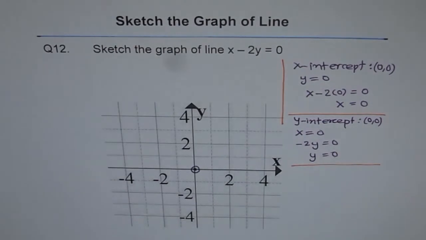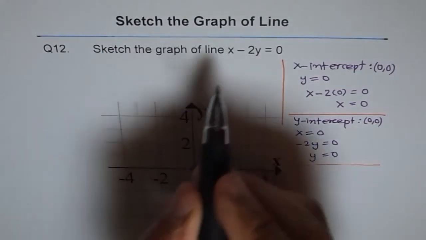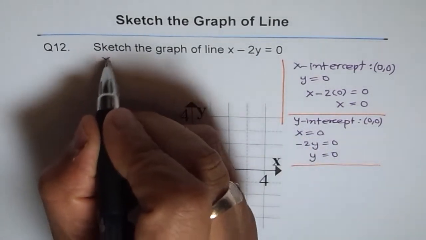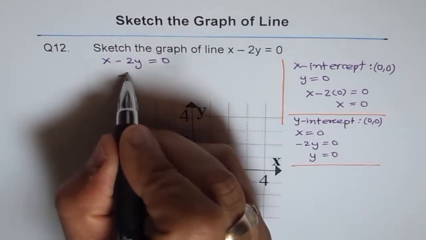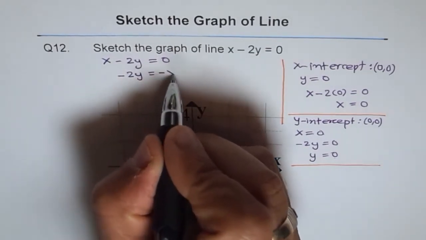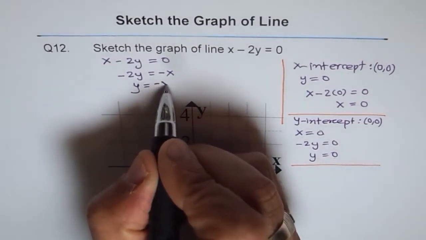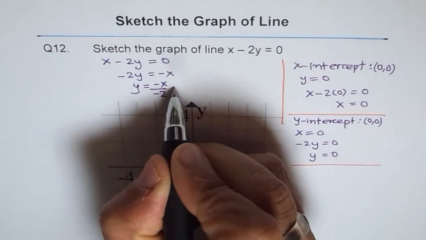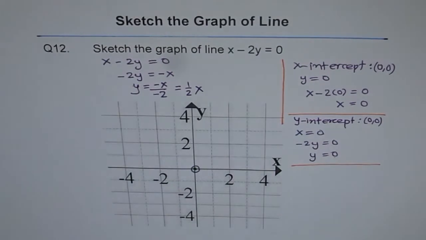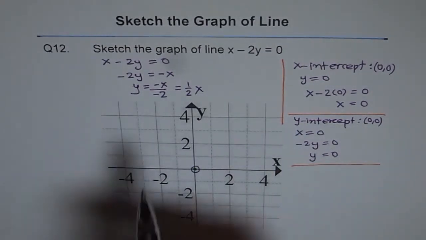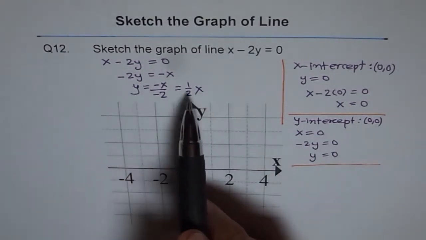So let's try that one. So this equation we will transform, and we will write this equation as y equals to mx plus b. So the equation is x minus 2y equals to 0. So let's take x on that side. We get minus 2y equals to minus x. Now we'll divide by minus 2 and get y equals to minus x over minus 2, which is same as half x, correct? So that is the equation in slope-intercept form, right? So here, of course, b is 0. So you know the y-intercept is 0 and the slope is half.